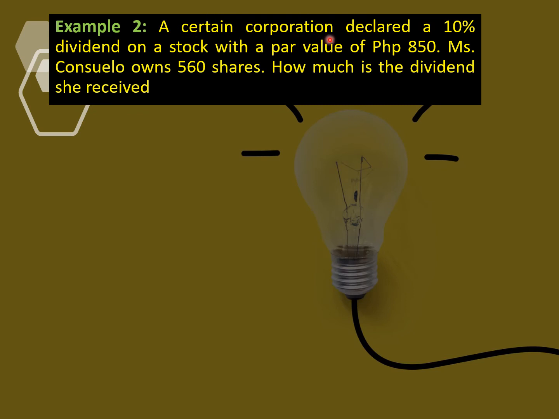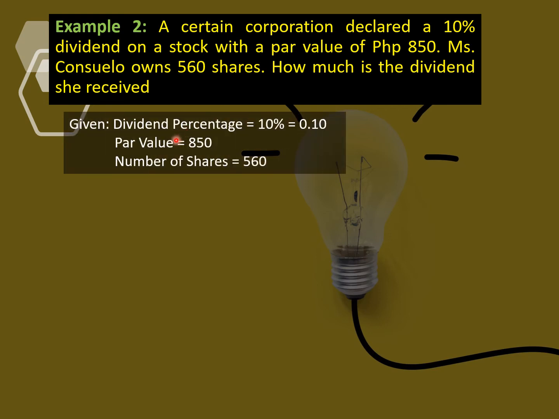A certain corporation declared a 10% dividend on a stock with a par value of 850 pesos. Miss Consuelo owns 560 shares. How much is the dividend she received? So, magkano ang marereceive niyang dividend? Ito. So, lagay natin ang given: dividend percentage is 10%, that is equal to 0.10 or 0.1. Par value 850, number of shares 560.